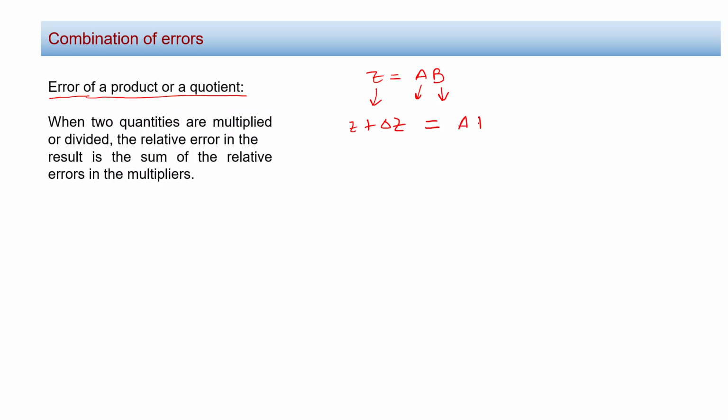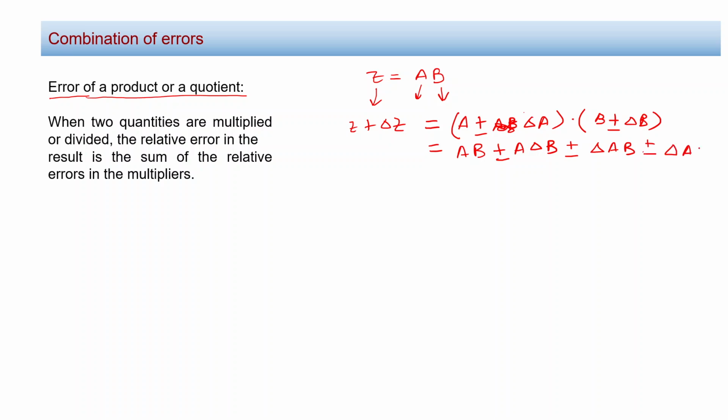So what would be the error in the Z parameter? That depends on this. Z will be A plus minus delta A, times B plus minus delta B, right? Now when we open the bracket, we get A times B plus minus A times delta B, then plus minus delta A times B, and plus delta A times delta B. So what we can do is ignore this delta A delta B.